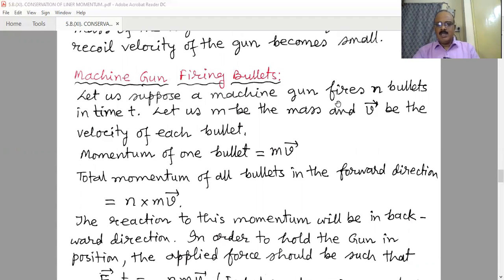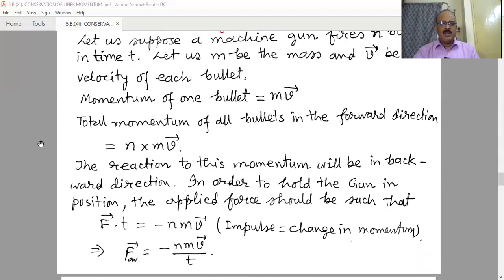Now, another example of recoil velocity: a machine gun firing bullets. Let us suppose a machine gun fires n bullets in time t. Let m be the mass and v the velocity of each bullet. Let us suppose n bullets are fired in 1 minute. The momentum of one bullet is m into v. The total momentum of all bullets in the forward direction will be n into m into v.